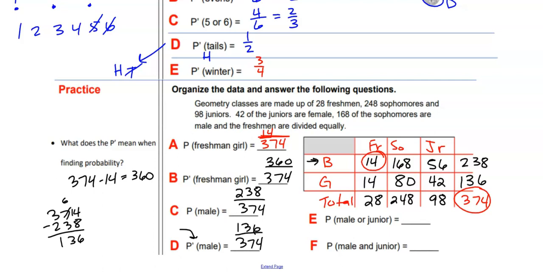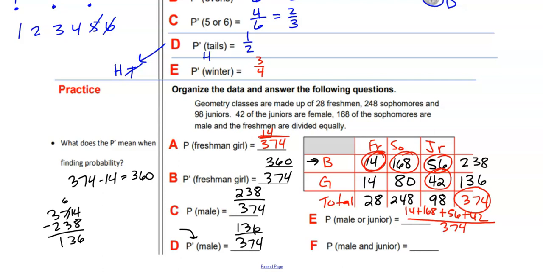Okay. Now a male, or let's see, I'm going to add this here first before I forget, those were our girls. Male or a junior. So we have lots to do there. So our juniors would be those two, and then our males would be those guys there. So we would want to add all of those together. Maybe I'll let you do that on your own. 14 plus 168 plus 56 plus 42 all over our total 374.